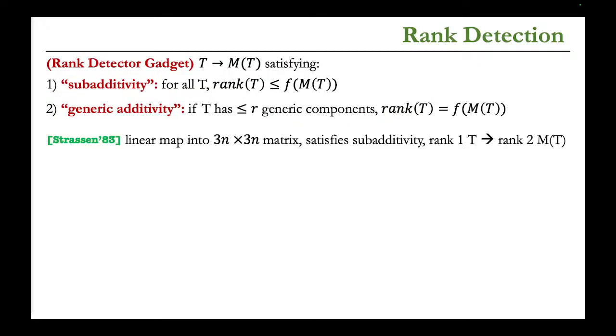But I'll give you an example very soon to fix my errors here, okay? But let me say something more about it before I give you an explicit example. It turns out rank detection gadgets are not new. Strassen was thinking about it 50 years ago. In particular, in 83, he proposed a very concrete 3n by 3n matrix map. Take an n by n tensor and build a 3n by 3n matrix out of it. And he proved that it satisfies subadditivity. He also proved that rank 1 tensors go to rank 2 matrices under his map. But he did not prove generic additivity, so it did not really fully function as a rank detection gadget.